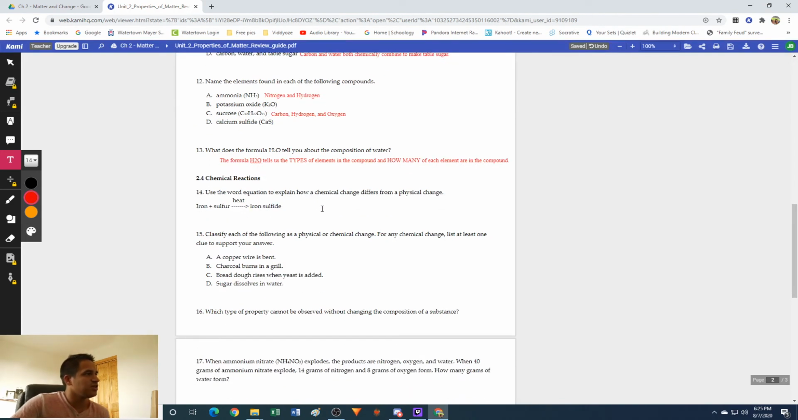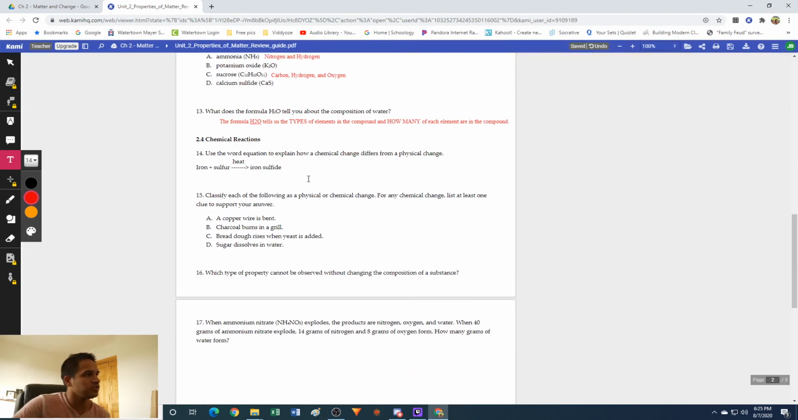Last section here, number 14. Use the word equation to explain how a chemical change differs from a physical change. So they have here iron and sulfur, and you heat them up and you get iron sulfide. The main thing we need to understand is that a chemical change differs from a physical change in that you are starting with some kind of material or materials, and you're ending with completely different materials. In a chemical change, you're starting with one stuff and ending with a whole new material. You're making something new.